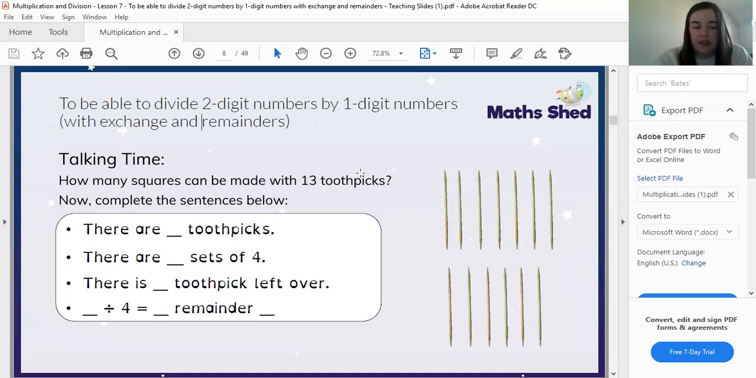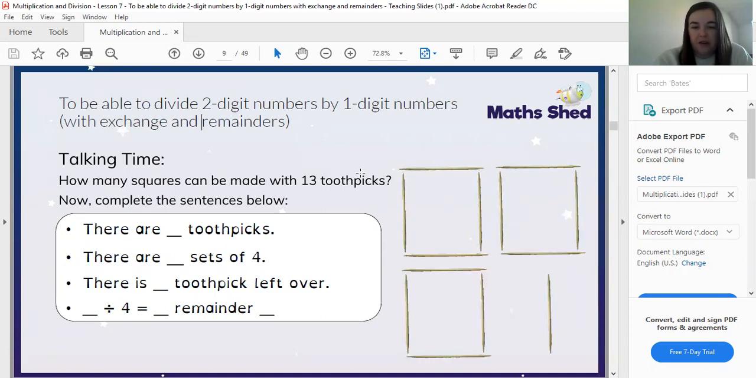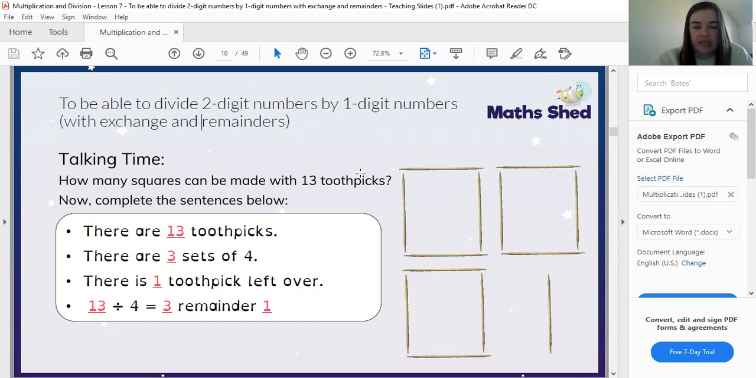This time we're going to make squares with 13 toothpicks. So I've got 3 squares of 4 toothpicks and 1 left over. So there are 13 toothpicks. There are 3 sets of 4. There is 1 toothpick left over. So as a number sentence, it's 13 divided by 4 equals 3, remainder 1.